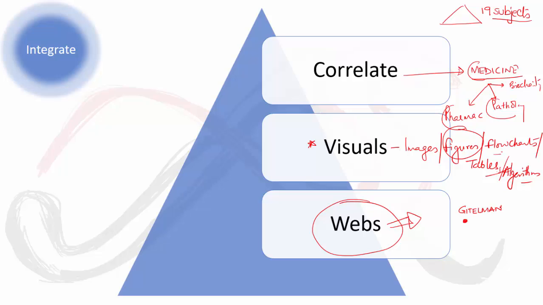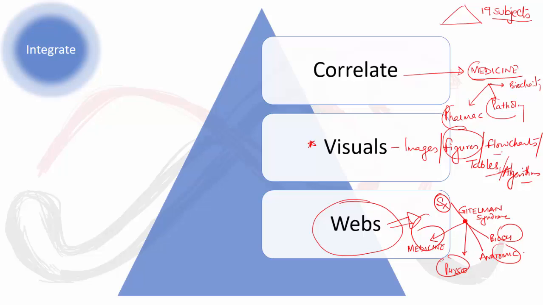As soon as I say the word gentleman syndrome, you should have a set of webs that will give you all the information about gentleman syndrome. You should know the medicine aspect of it. You should know the physiology aspect of it. You should know the biochemical aspect of it. You should know the anatomic aspect of it. You should know the surgical aspect of it. Any topic, you should know everything there is to know about it from all the 19 subjects.